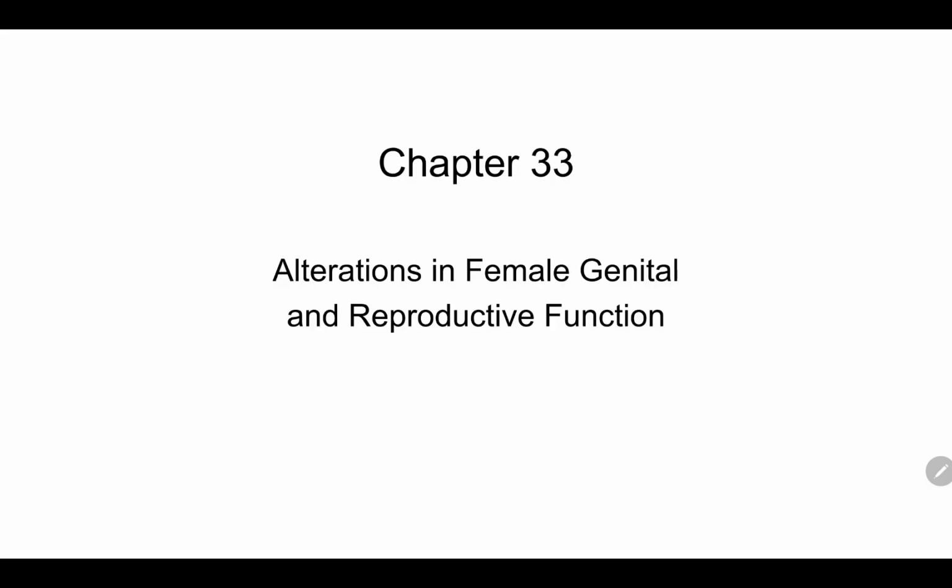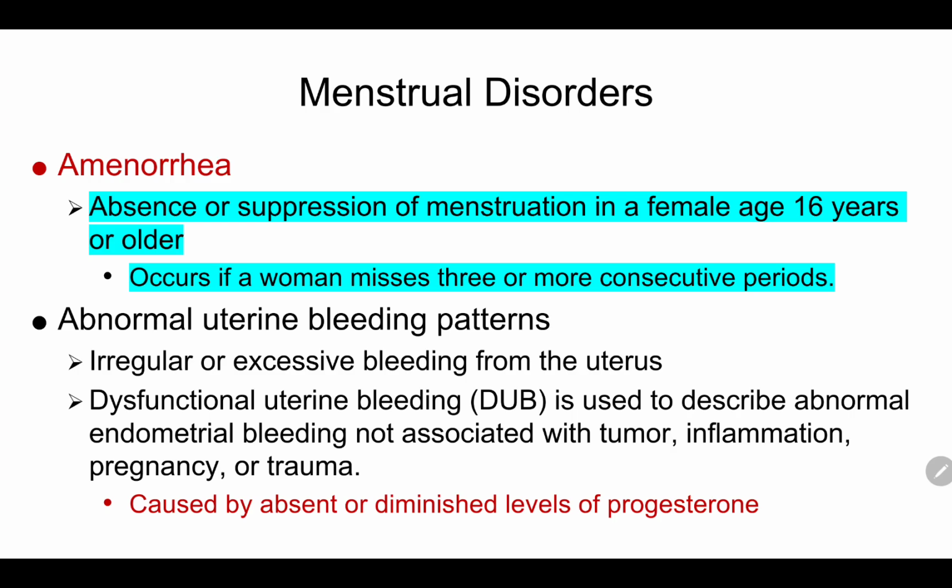Finishing off with alterations in the female genital and reproductive functions: amenorrhea. This is the absence or suppression of menstruation in a female aged 16 years or older. This can also occur if women miss 3 or more consecutive periods. So you've got to remember that.